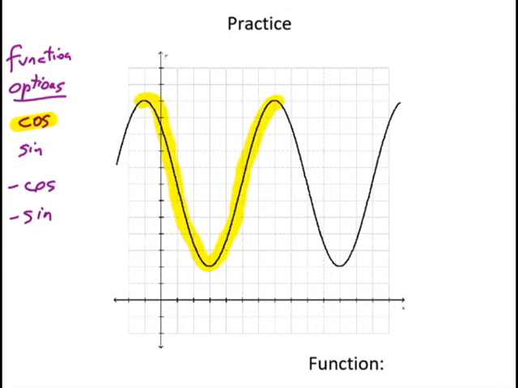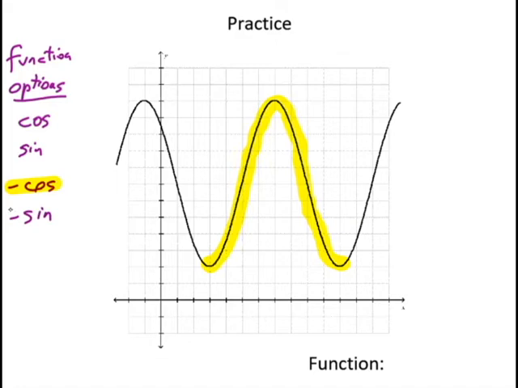Here's a right side up cosine. I feel like that's one of the easier ones to identify, and so I'm probably going to do this at the end. But let me show you the others. Here's a right side up sine. We could start the cycle at x equals 5, and that would work.